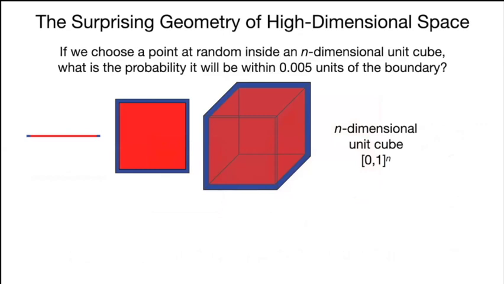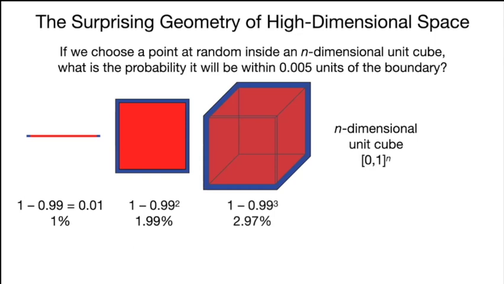Here's another example. Let's ask the question, if we choose a point at random inside an n-dimensional cube, what's the probability that it will be within 0.005 units of the boundary? On this first example, your chance of being in that blue region is 0.005 plus 0.005. So there's a 1% chance that you're going to be near the boundary. For the second one, there's a 0.99 squared chance that you'll be in the red, so 1 minus that for the blue. So about 2% chance. This one, it's 1 minus 0.99 cubed. So it's about 3% chance.